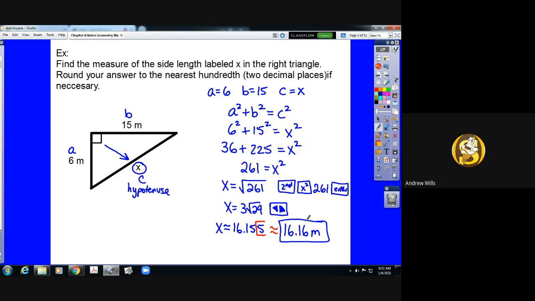Okay, so that's how we approach these problems. We solve for the missing side length, and then we round to 2 decimal places. Okay? So, any questions before we advance to the second example? Unmute and ask. You can type it in the chat. Any questions before we advance to the second example?